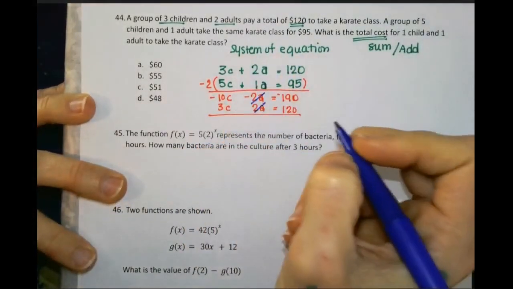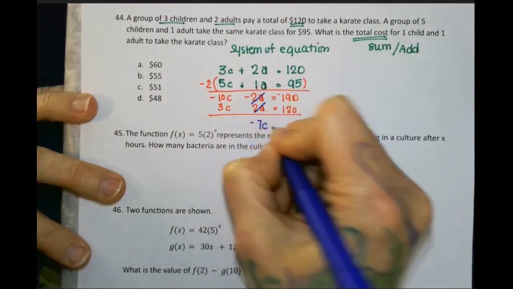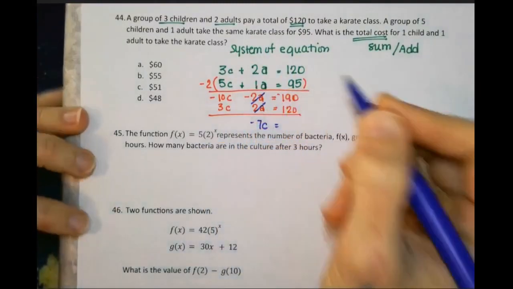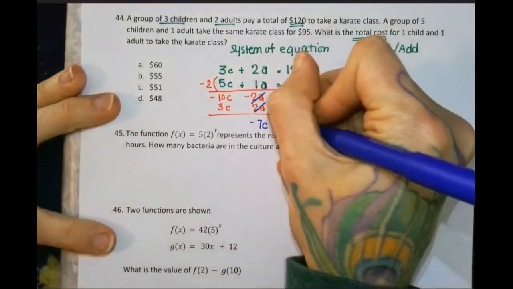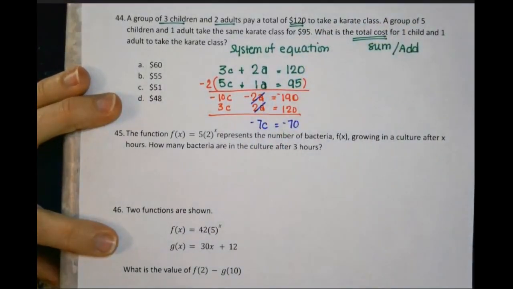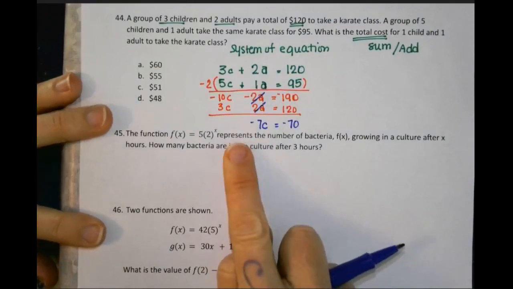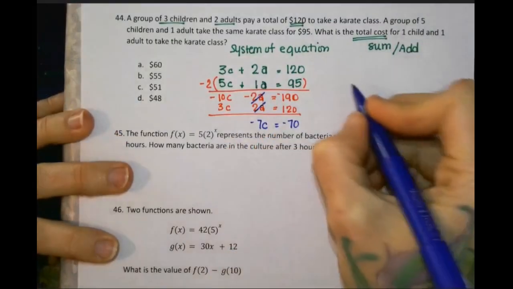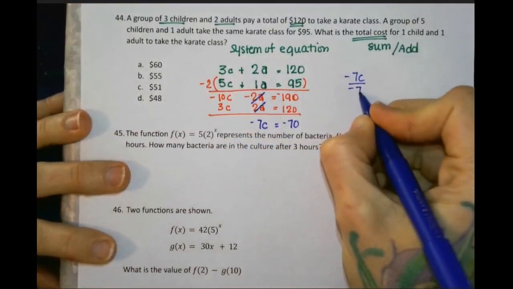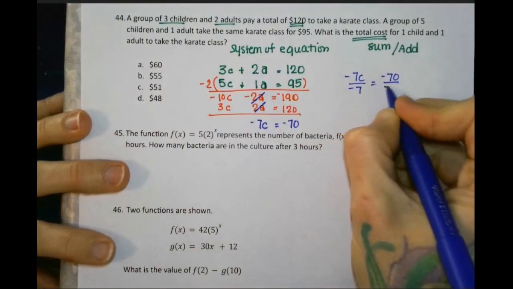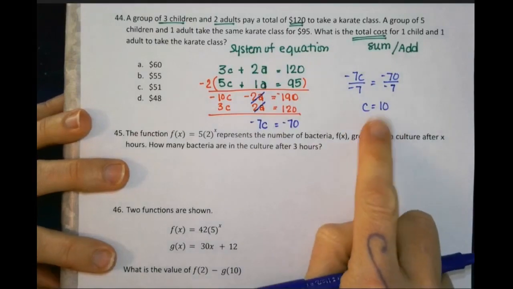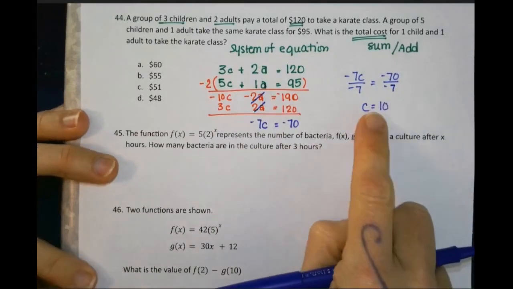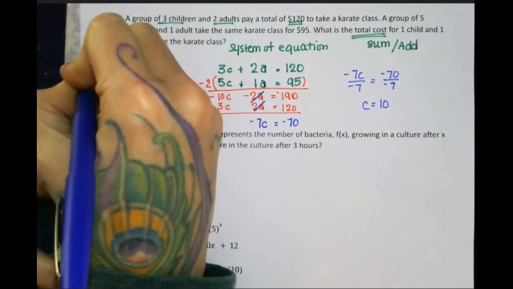Negative 10c plus 3c gives you a negative 7c for children. And then a negative 190 plus 120: I owe you $190, but I pay you $120, so I'm going to owe you $70. Negative 7c is a negative 7 times c. The inverse operation of that is going to be division. So we're going to divide by negative 7. So negative 70 divided by negative 7, c equals a positive 10. So children cost $10.